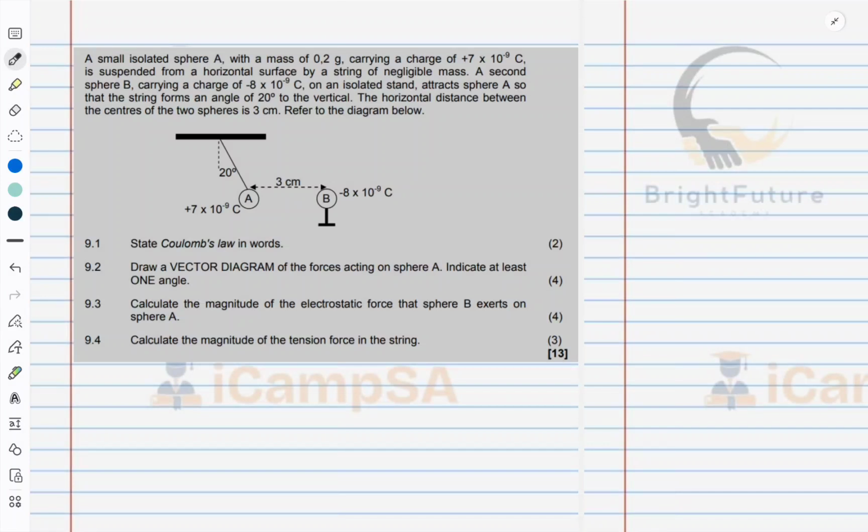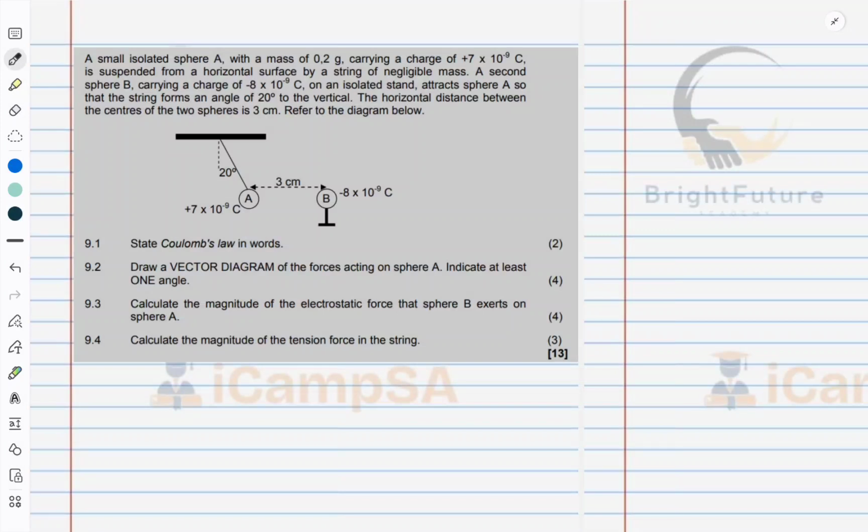Now it is carrying a charge of 7 times 10 to the power minus 9 coulombs, 7 nanocoulombs, which is positive. It is held by a string of negligible mass, and then there's a second sphere after that carrying a charge of minus 8. So this scenario makes sense. You see that sphere A is being pulled towards sphere B. There's even an angle between the string and the ceiling, at a 20-degree angle. That shows us that sphere A is being pulled towards sphere B.